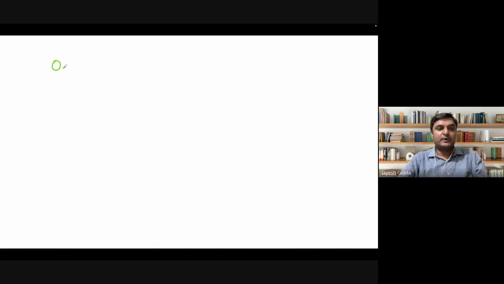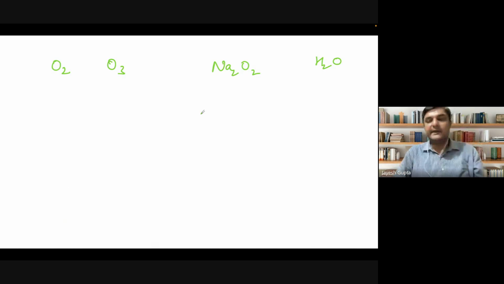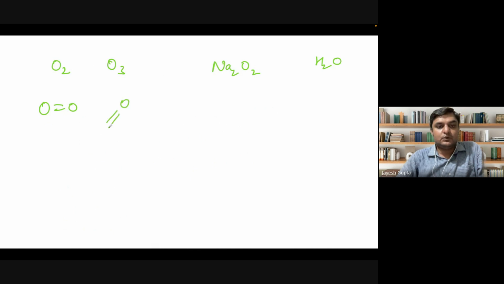Okay, next I'm going to take O2, O3, Na2O2, and H2O2. Whenever this type of compounds come, it's better you draw the structure. I already told you how to draw a structure. It can be a resonating structure or a simple structure. So O double bond O, like this one. Here resonance will be there, O double bond O. Place the formal charge, and you will get this structure.